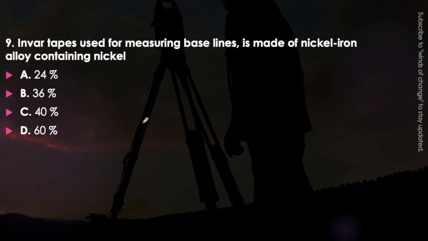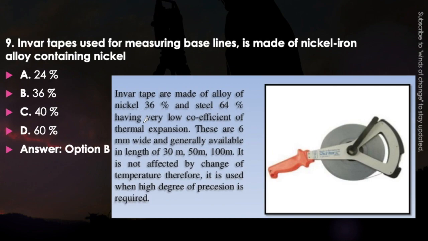Next question. Invar tapes used for measuring baselines are made of a nickel iron alloy containing nickel of 24%, 36%, 40%, or 60%. Just think about it. It is a very important question. Many times this question has been asked in various examinations. The percentage of nickel in invar tape is, the answer is option B, that is 36%. Memorize it. It is very important.